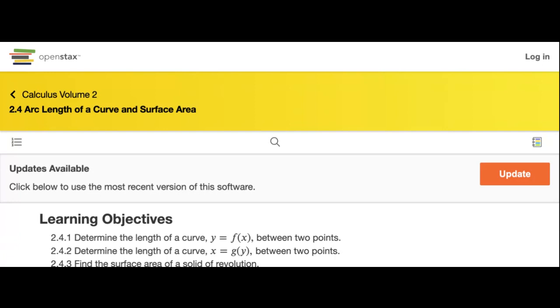Okay, so today we're going to start section 2.4.